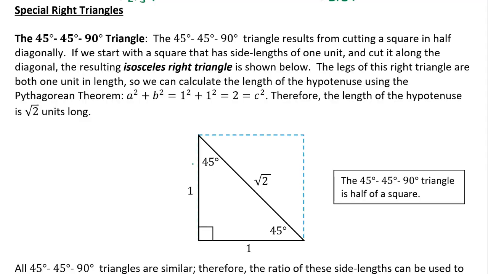All right, now starting with that, we have our standard 45, 45, 90 triangle, and then we can use that to look at scale models or similar triangles, right? All of these 45, 45, 90 right triangles are similar.